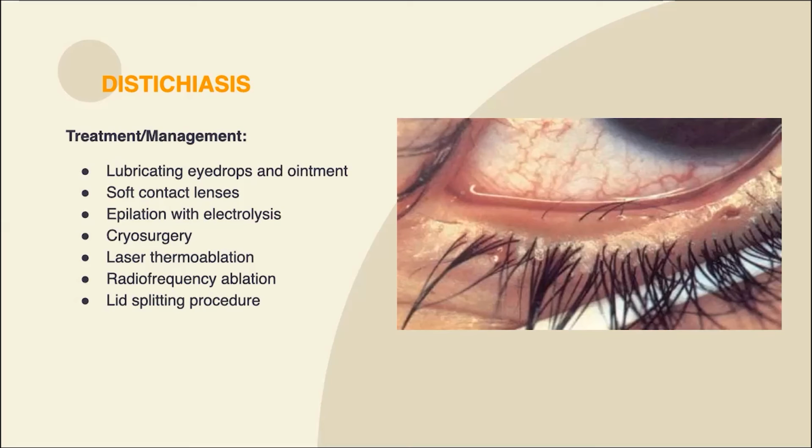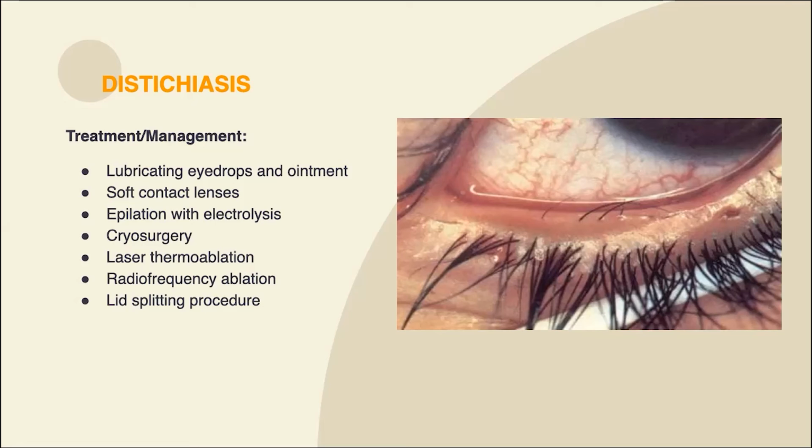The cryoprobe freezes the lash follicles and destroys them. Since this approach is non-selective, it may permanently damage the normal anterior eyelashes, leading to madarosis, which is loss of eyelashes, and it should be avoided in cases with ocular cicatricial pemphigoid. Laser thermoablation may be used to destroy eyelash follicles.